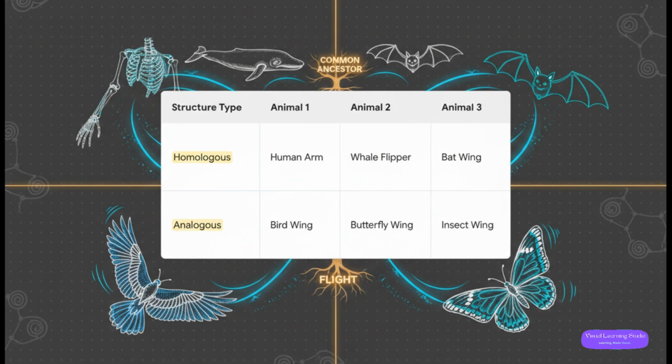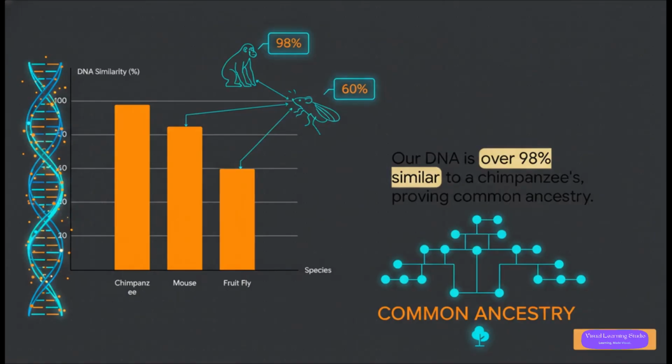Both are for flight, but one's made of bone and feathers, the other's totally different. That's convergent evolution. And finally, we get to the most powerful modern-day proof of all, DNA. This chart is just incredible. It shows how closely we're related to other life on Earth at the genetic level.